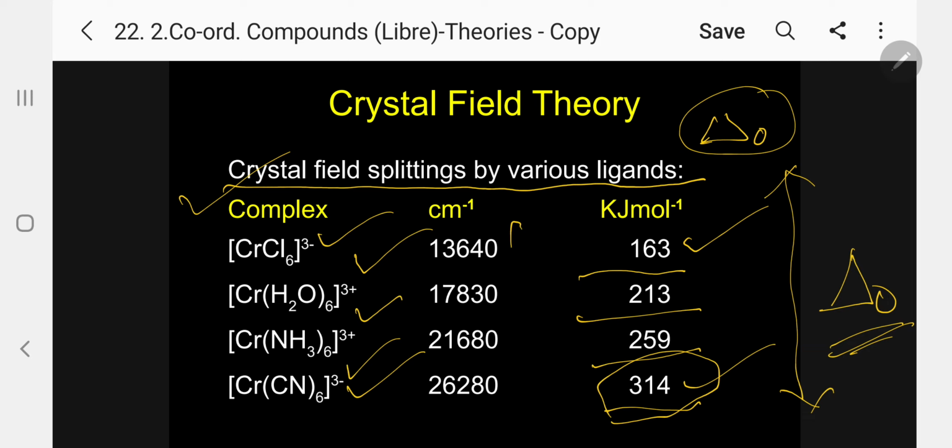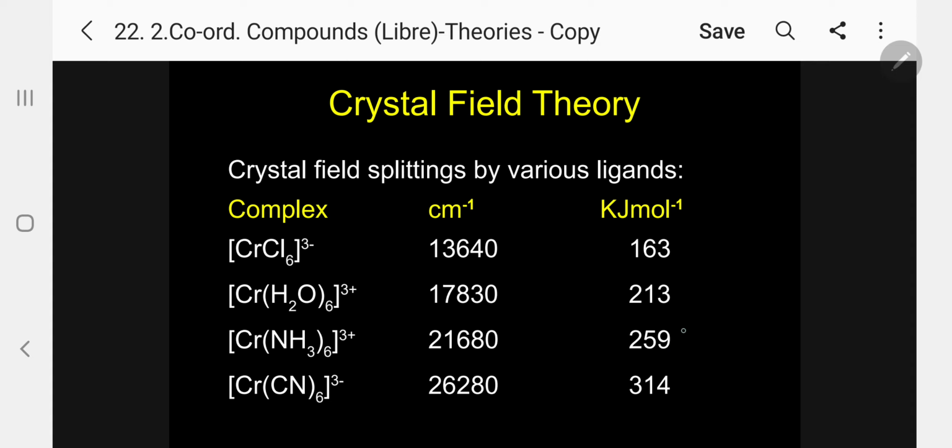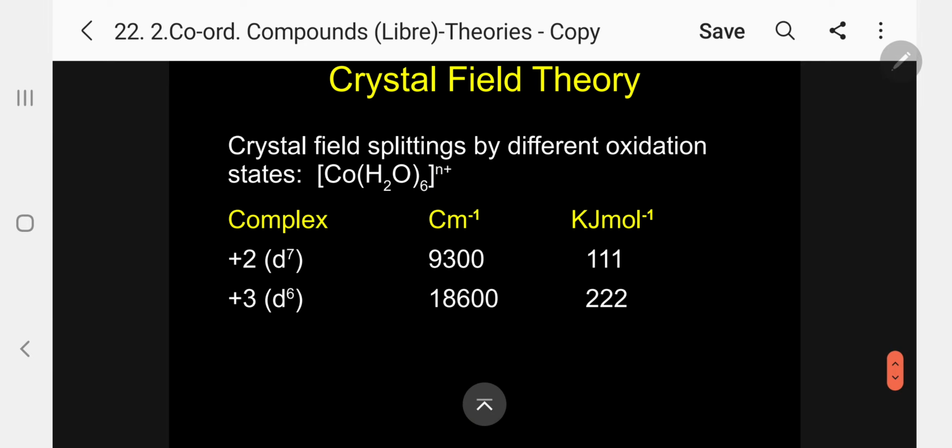This is given in terms of centimeter minus 1. That is not necessary to memorize. This value is not memorized; only the magnitude, higher or lower, you have to memorize. The second case is crystal field splitting by different oxidation state. So that means delta 0 depends upon the oxidation state of the metal ion.